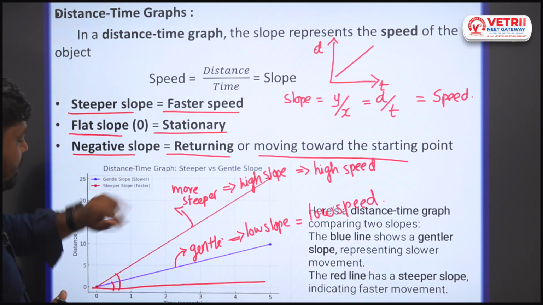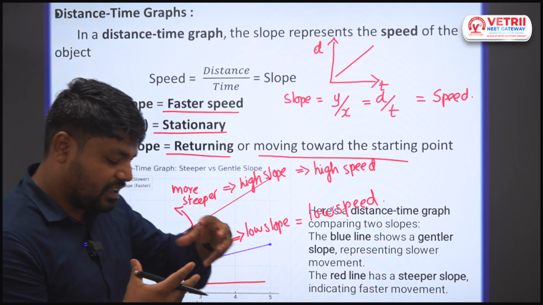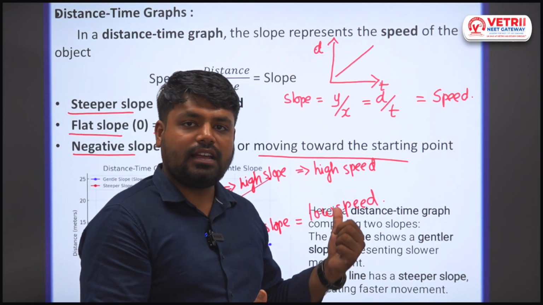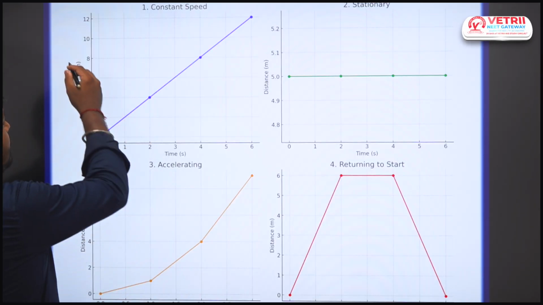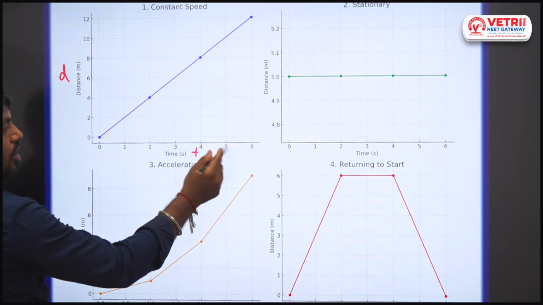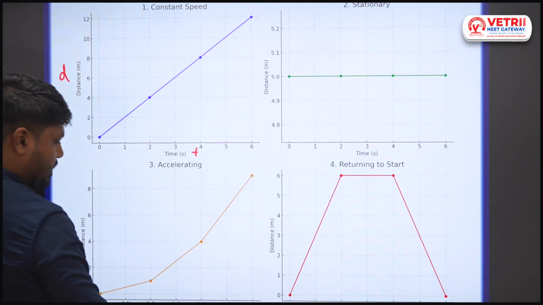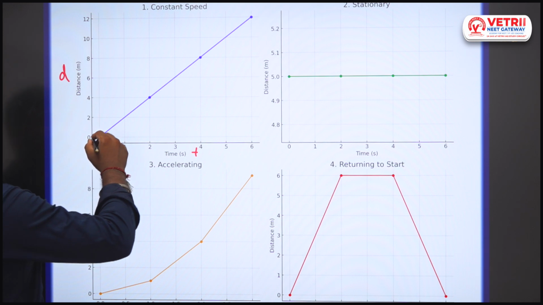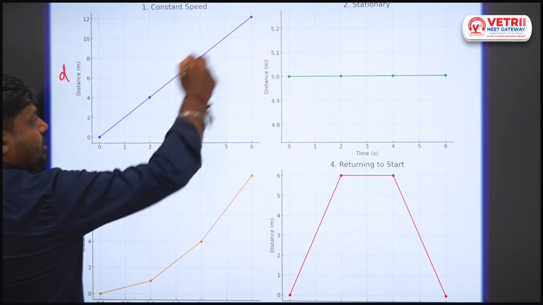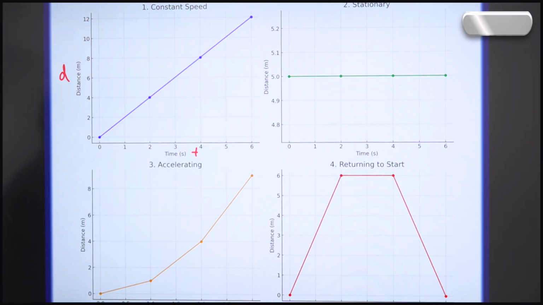Got it? Okay. So, now we are going to study the different case studies in the distance time graph. So, what are the case studies? All are distance and time graphs. See here, in distance and time, this blue line. What does this line represent?